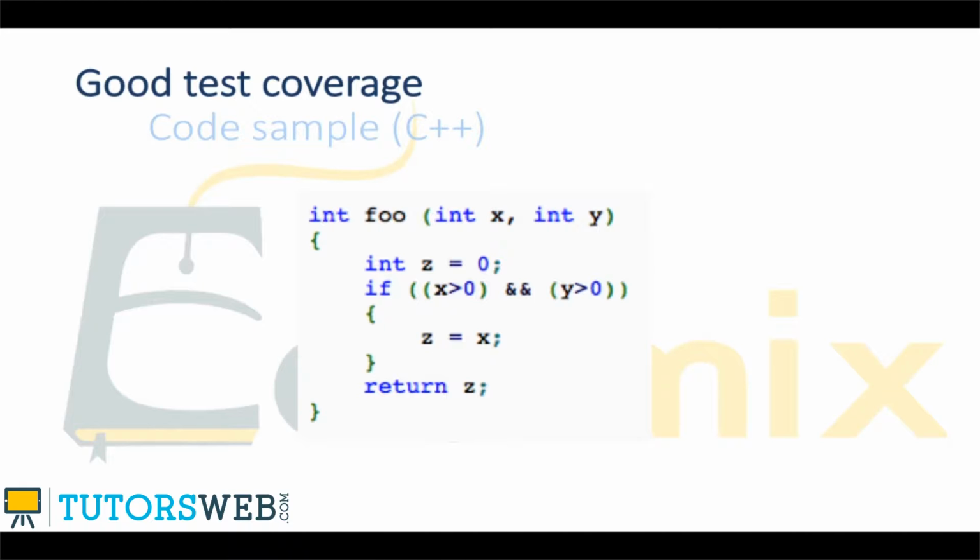Tests calling (1, 1) and (0, 1) will satisfy branch coverage because in the first case the two conditions are met and the x equals z is executed, whilst in the second case the first condition is not satisfied, which prevents executing z equals x.